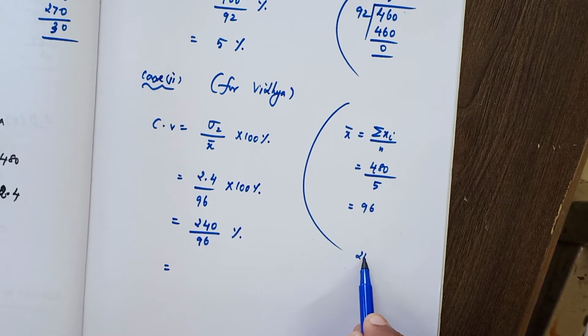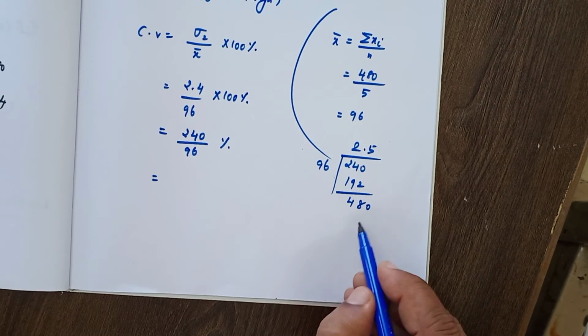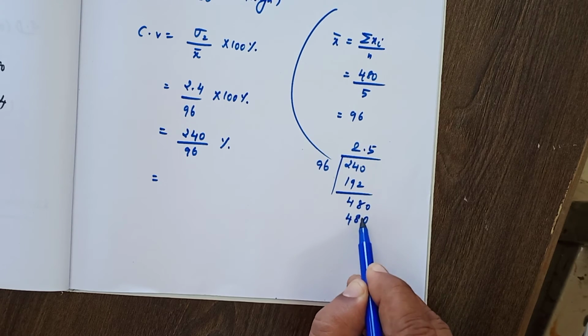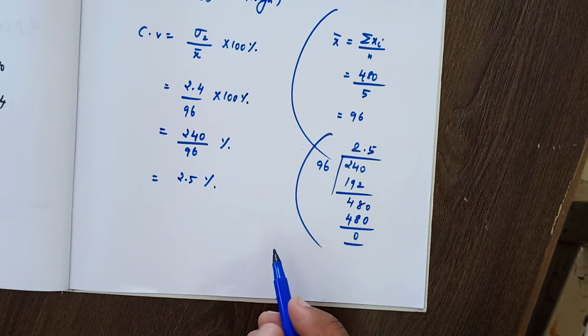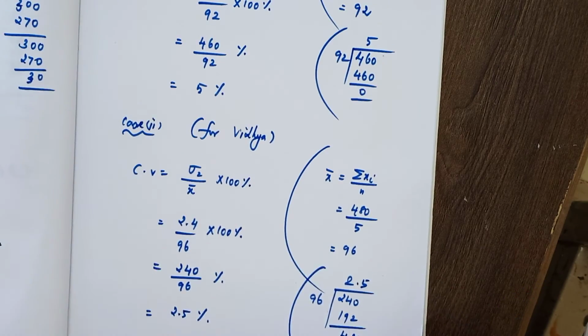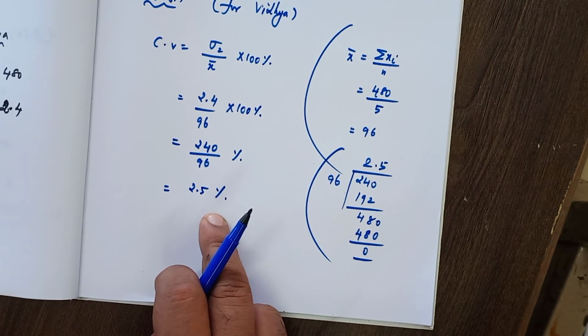I do the calculation here. 240 divided by 96. Can take 2. 2 6s are 12, balance 1, 2 9s are 18 plus 1, 19. Then 10 minus 2 equals 8. Here 3 will be there. 13 minus 9 equals 4. 1 minus 1 equals 0. 0.05 times. 5 6s are 30, balance 3. 5 9s are 45 plus 3, that is 48. 0. So what is the answer? 2.5%. Now for Satya, CV is 5%. For Vidya, that coefficient of variation is 2.5%.